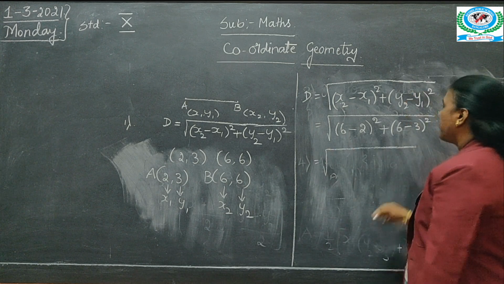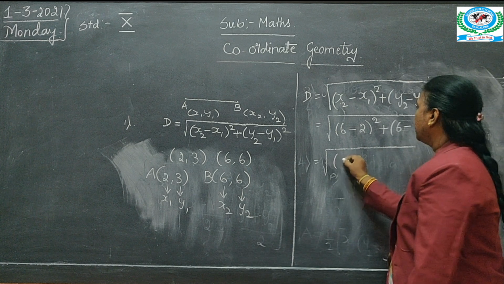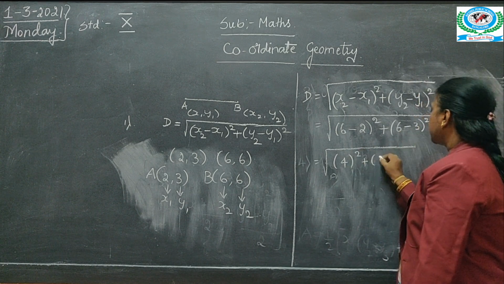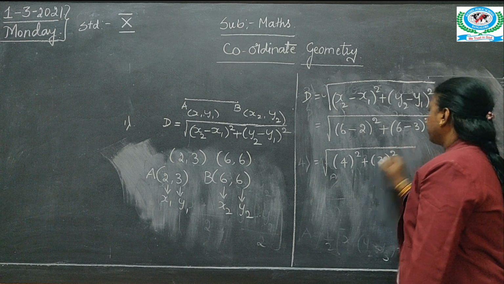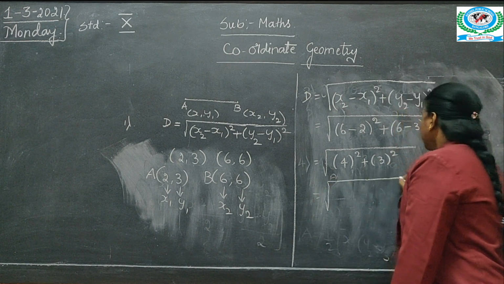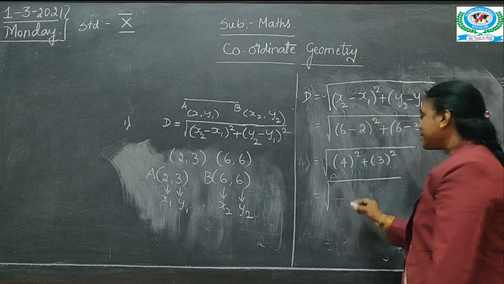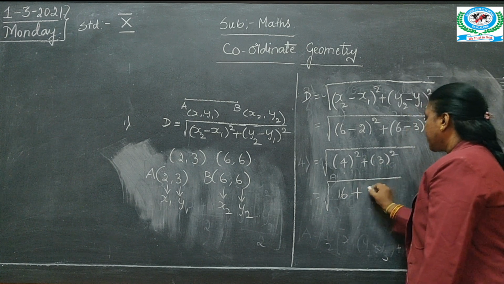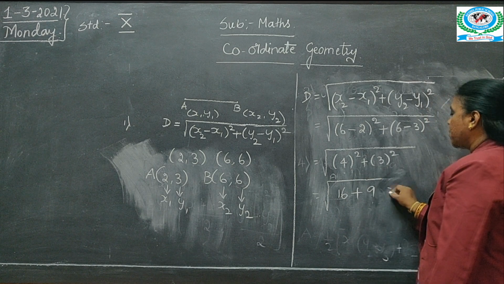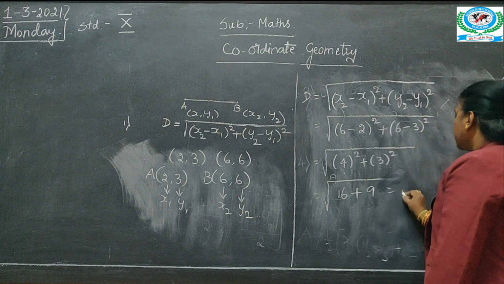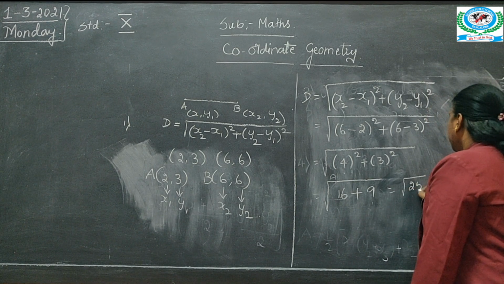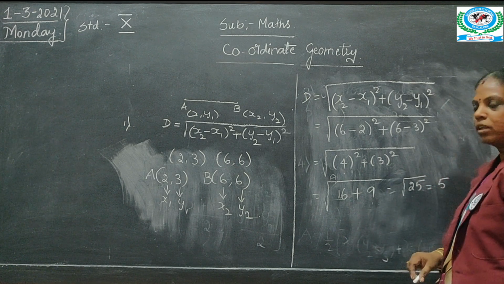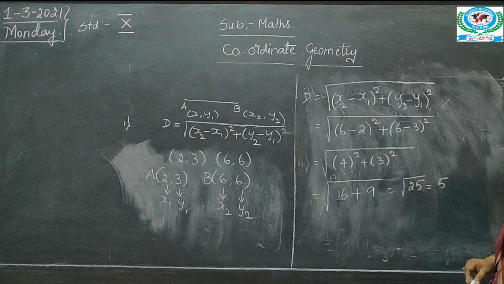So square root of (6 minus 2, which gives me 4) square plus (6 minus 3, which is 3) square. Square root of 4 square is 16 plus 3 square is 9. So square root of 16 plus 9 will be square root of 25. So square root of 25 is 5. So that will be the distance.